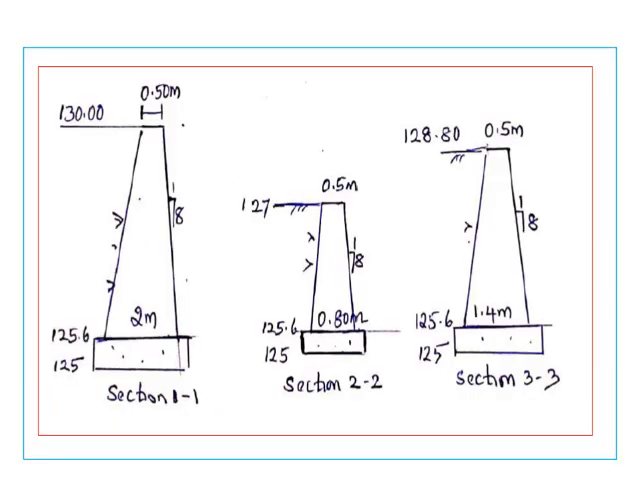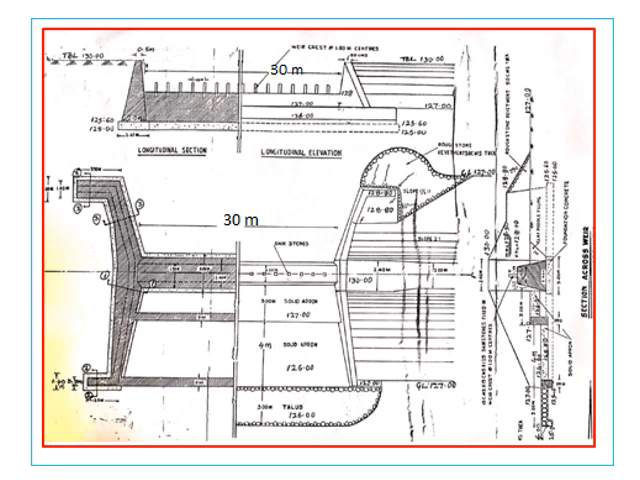So these are the sections that you have already provided. That is 130, so this is section 1, where 2 meters is the bottom thickness, the bottom width. Similarly for section 2, the bottom width is 0.8 meters, and for section 3, it is 1.4 meters. Same sections. The water side batter is 1 is to 8. The earth side batter is automatically fixed after you draw this. Now this is the drawing that we have already taken.